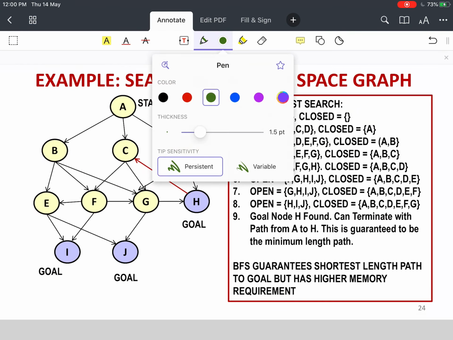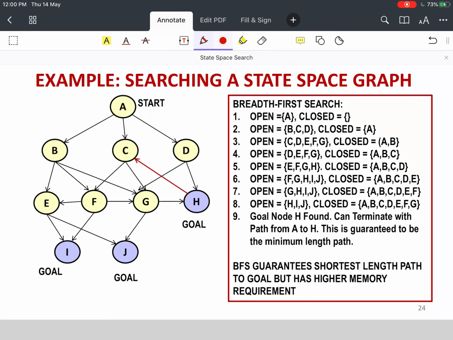The third algorithm which we shall discuss, which we have briefly mentioned earlier, is breadth first search. The difference between depth first search and breadth first search is the fact that in breadth first search we put the newly generated nodes at the end of the queue, not at the beginning. So let us see how it works in this example.